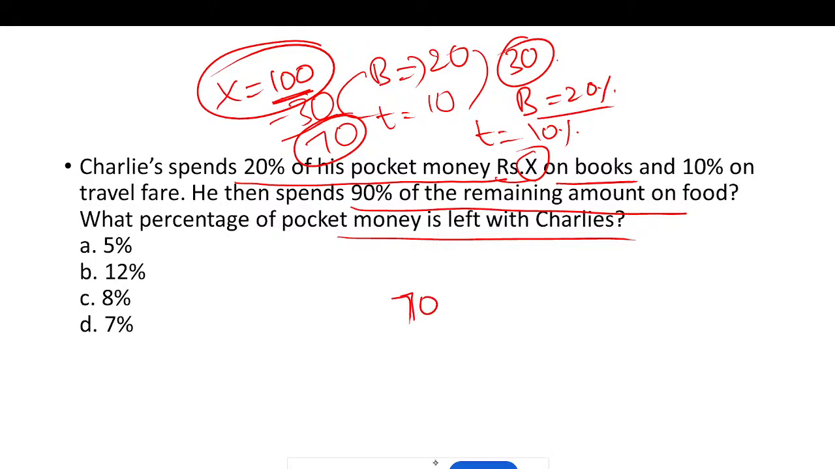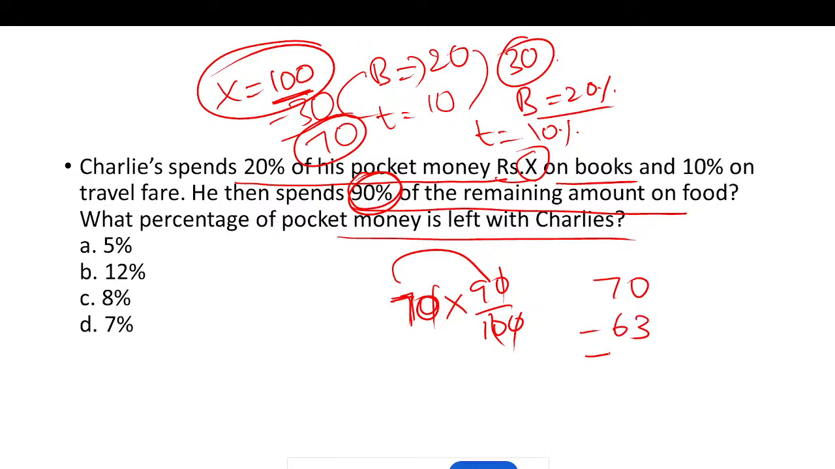In this 70 rupees he is spending 90 percentage on food. In this 70 rupees, 90 percentage on food, so totally 63. In this 70 rupees, 63 rupees spent on food, and the remaining 7 is his savings. Nothing but he is left with pocket money. How many rupees is he left with? 7 rupees. Okay, this 7 is what percentage? Out of 100 rupees.